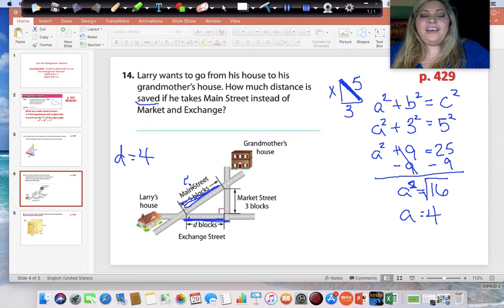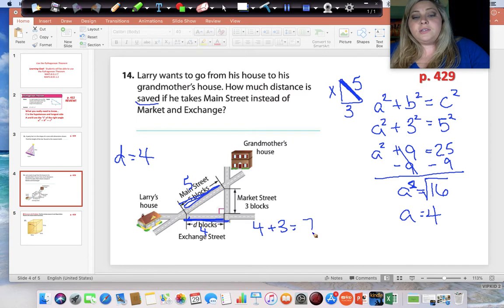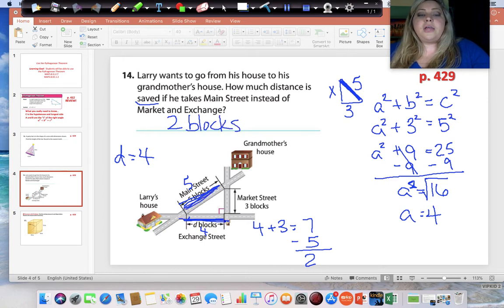5 blocks here, instead of Market and Exchange. Well, now we know that Exchange is 4 and Market is 3. So Market and Exchange equals 7. Well, he saves 2 blocks because 7 minus 5 is 2. So how much distance is saved? 2 blocks is saved if he chooses Main Street versus walking Exchange and Market.